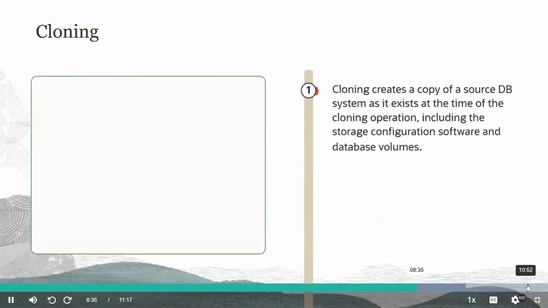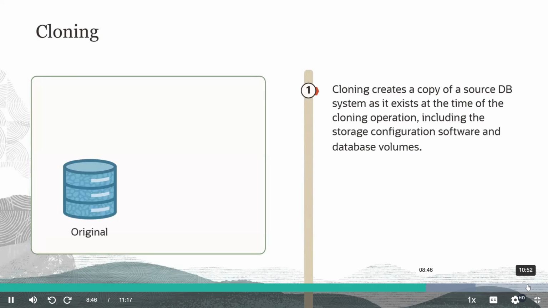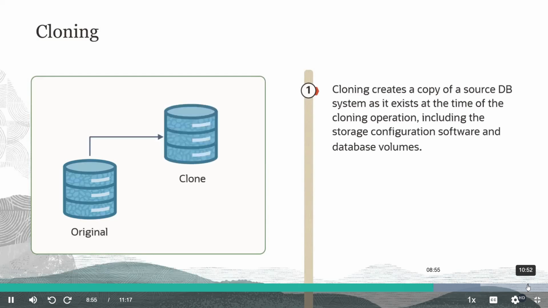Cloning creates a copy of your source virtual machine database as it exists at the time of cloning, including the storage configuration, as well as the configuration software and the database volumes. From there, we will then create the clone. There are many reasons to create an identical database from the original database. You may wish to do a proof of concept, so you wish to have a clone to perform your proof of concept. You may wish to do testing, just to name a few.